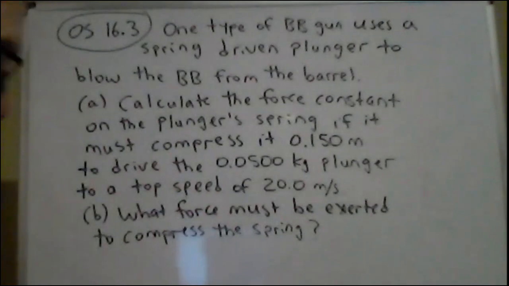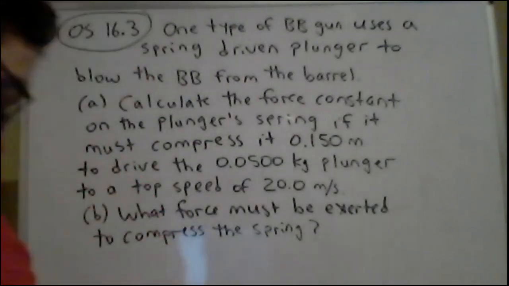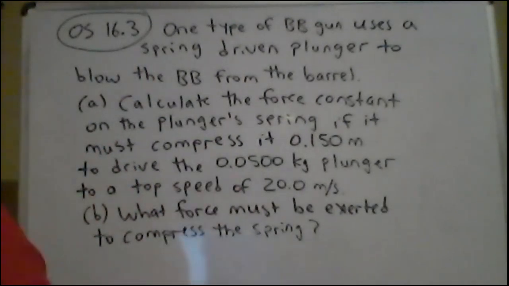Okay, so OpenStack 16.3. One type of BB gun uses a spring-driven plunger to blow the BB from the barrel. A, calculate the force constant on the plunger spring, if it must compress 0.150 meters to drive the 0.0500 kilogram plunger to a top speed of 20.0 meters per second. B, what force must be exerted to compress the spring? Okay, so we have a mass in the spring type problem, and we want to find out, number one, what is the spring constant? So let's kind of convert this into English.